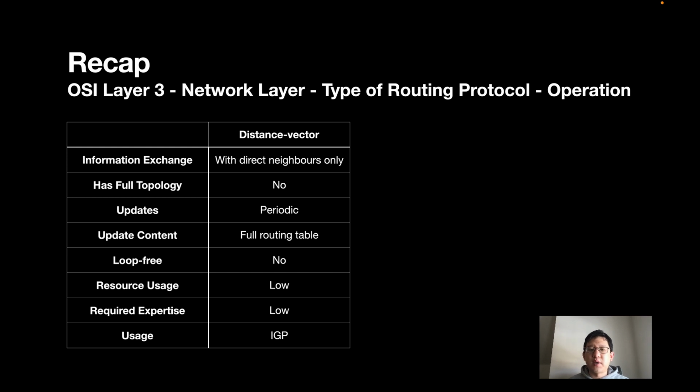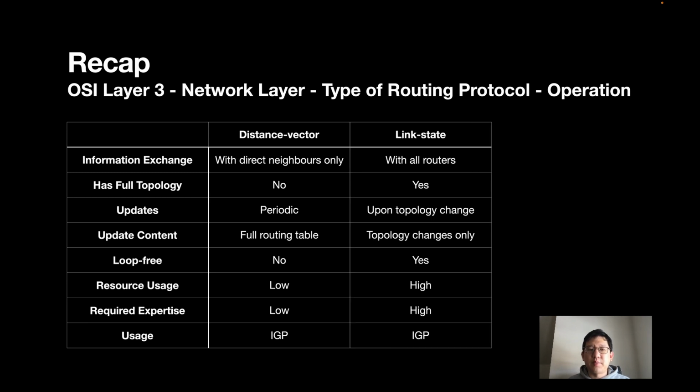Routing protocols can also be classified by operation, and there are three types. First is the distance vector. Distance vector protocols exchange information with direct neighbors only. It does not have the full topology, and it provides periodic updates of the full routing table, even when there are no topology changes, so it's not very efficient. It is not loop-free, but it does have low resource usage and requires low expertise to configure and manage, and it is mainly used by IGP protocols.